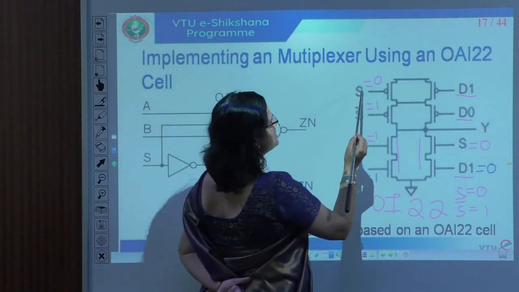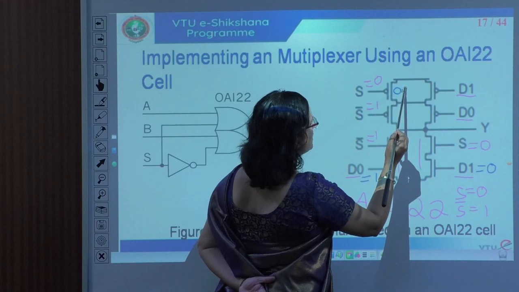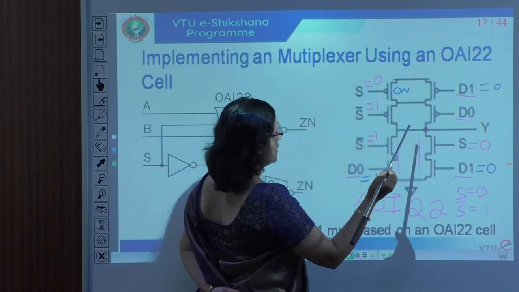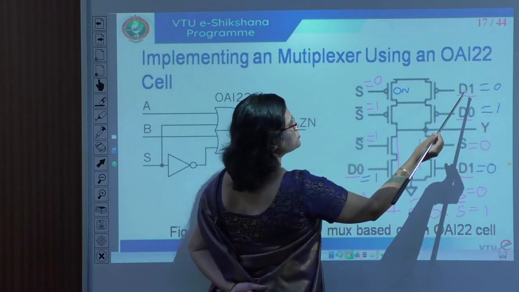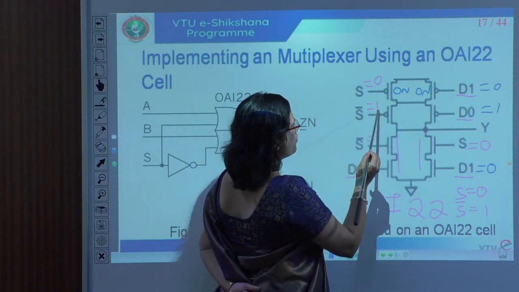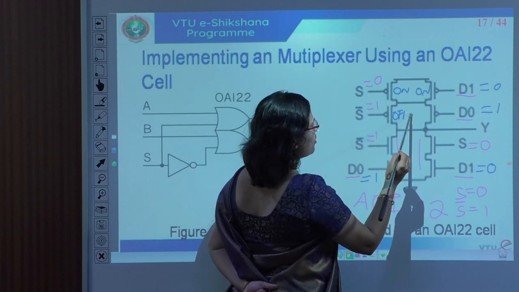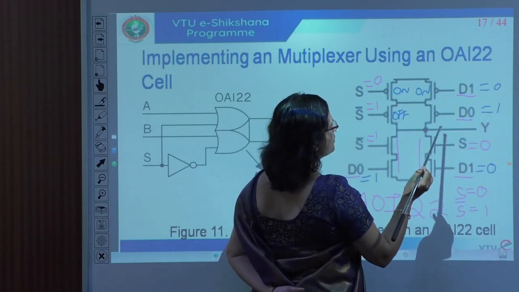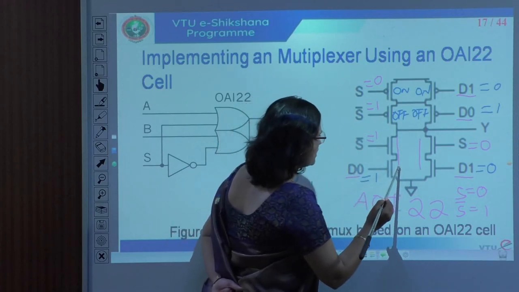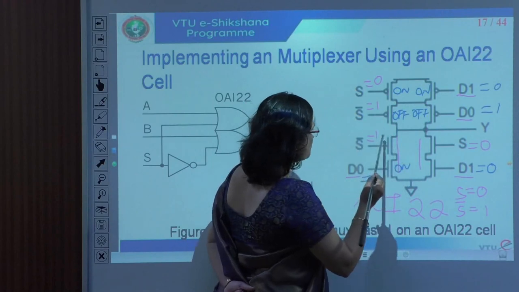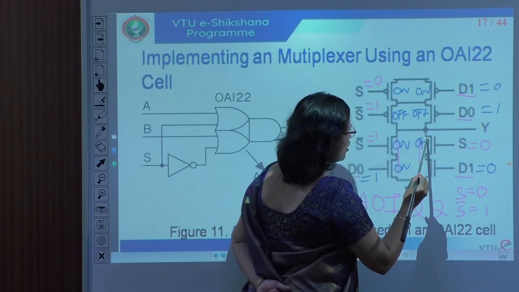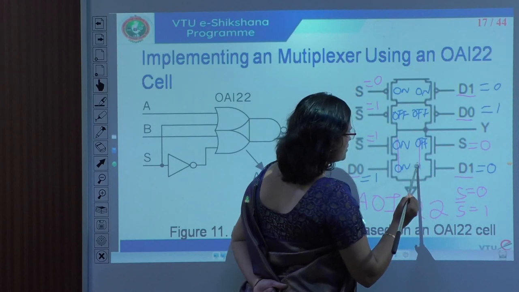Now since S is equal to 0, this transistor is turned on. D1 is equal to 0, so this is also turned on. Now S bar is equal to 1, so this transistor is off. And D0 is equal to 1, so this transistor is also off. Then D0 is equal to 1, so this transistor is on, and S bar is also 1, so this transistor is on. Now S is equal to 0, so this is off, and D1 is equal to 0, so this is also off.